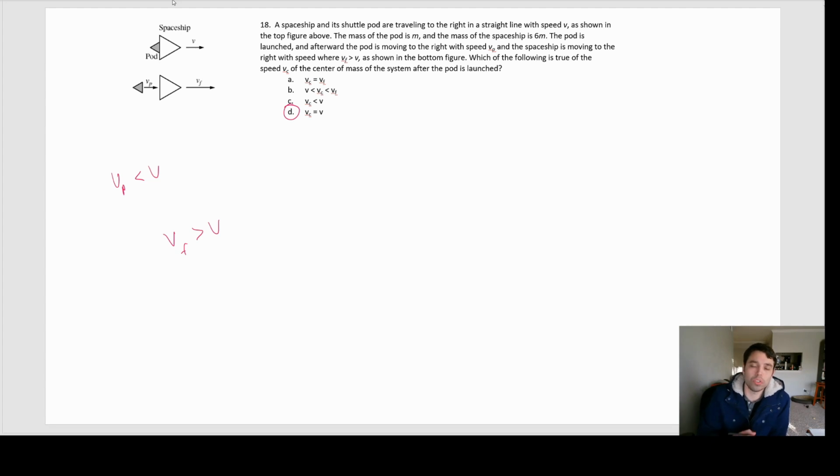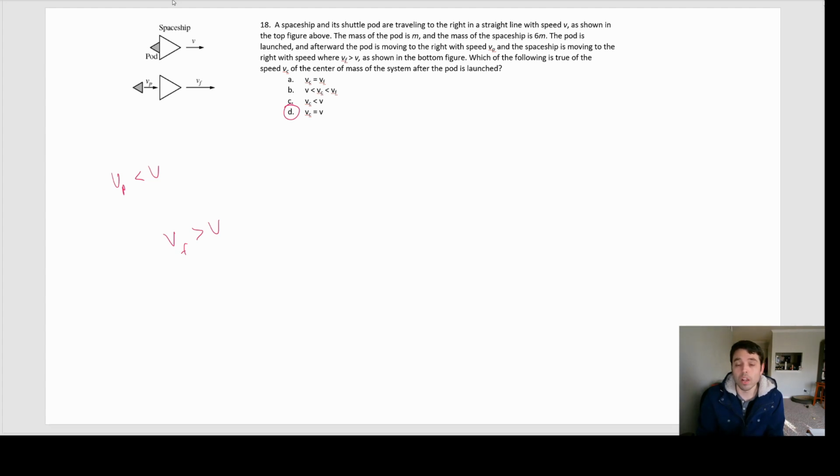Because there's no external forces. I hope that makes sense. I know that sometimes center of mass can be hard to conceptualize, but basically the rule you want to remember is if there's no external force doing work on the system, nothing about the center of mass changes. So whatever its velocity was, it's the same. Whatever its position was, it's the same.